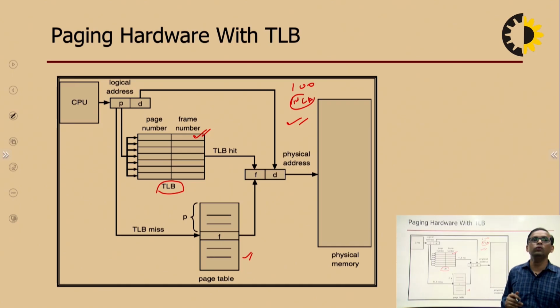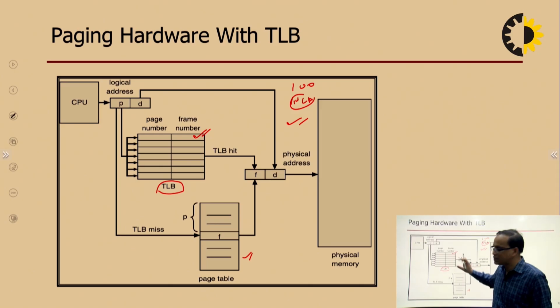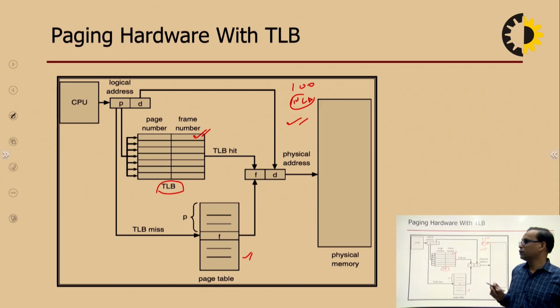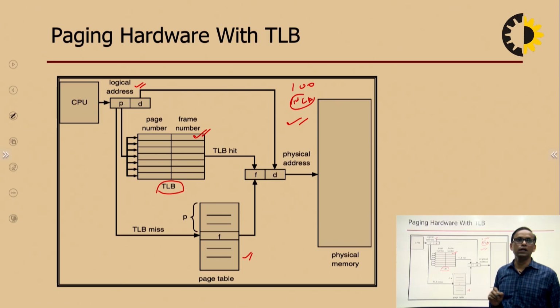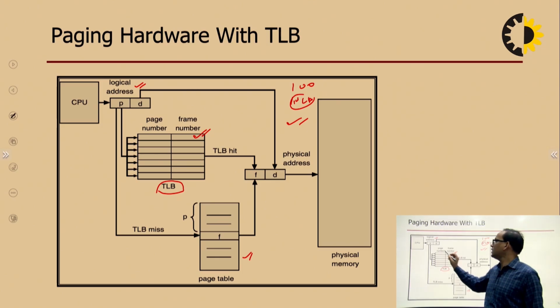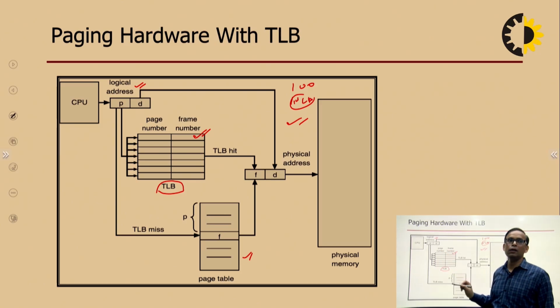So in order to make the accessing process efficient or fast, we will maintain a separate TLB with the paging technique. Now, how does this diagram work? Whenever a logical address is generated by the CPU, at first we will look for the page number entry in the TLB, to see whether that page number entry is available in the TLB or not.